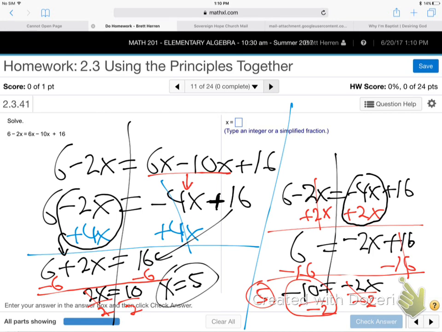Questions I can answer. So if x is on the same side, like terms. If x is on opposite sides, do the opposite of somebody, like plus 4x or plus 2x, getting rid of one of them. It doesn't really matter which one.